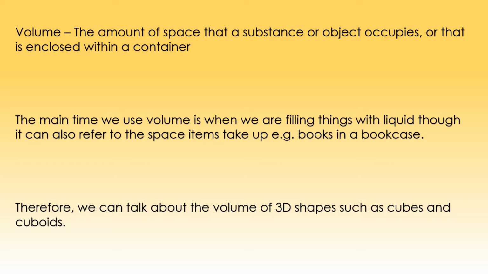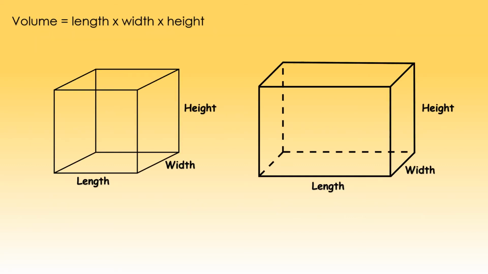So we can talk about the volume of 3D shapes like cubes and cuboids, which we've seen previously. We know our volume formula: it's length times width times height, and we've got those length, width and height labelled underneath for 2 different cuboids. Notice this one on the left is a cube and this is a cuboid.